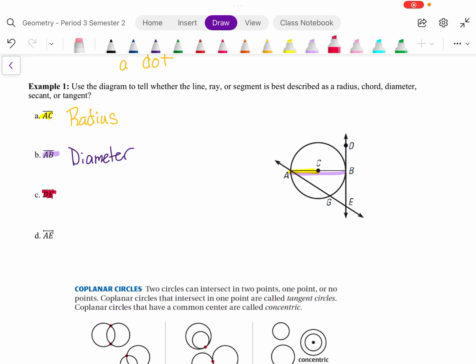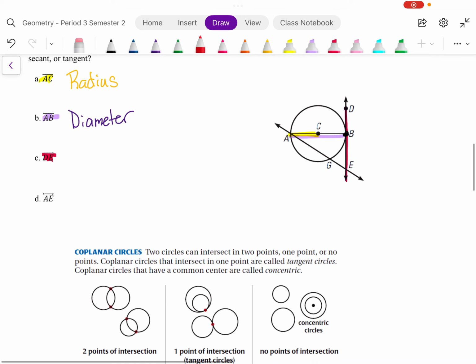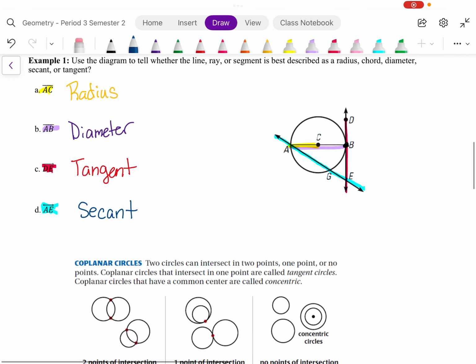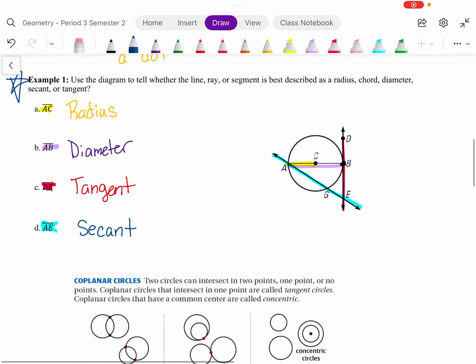Then we have ray DE. And you'll notice, I know it doesn't draw that there, but this line only touches the circle at one point. So this one is going to be a tangent. And last we have line AE, which would be this line going diagonal. And that one is a secant. And that gives us all of the answers for example 1. And being able to do problems like this are important. There will be one on the first quiz.